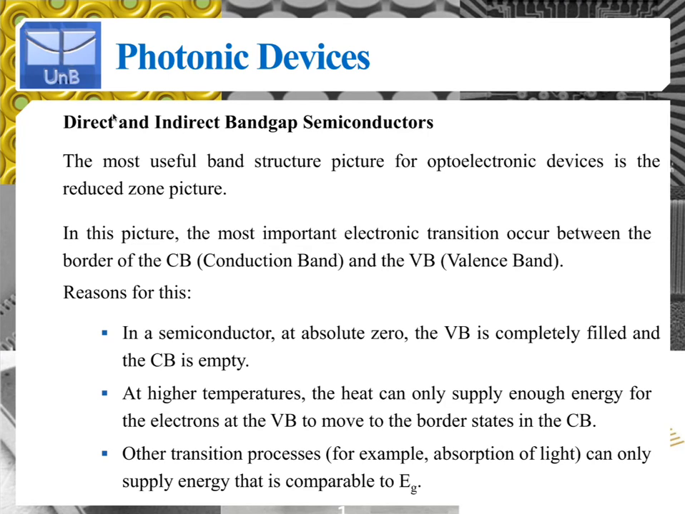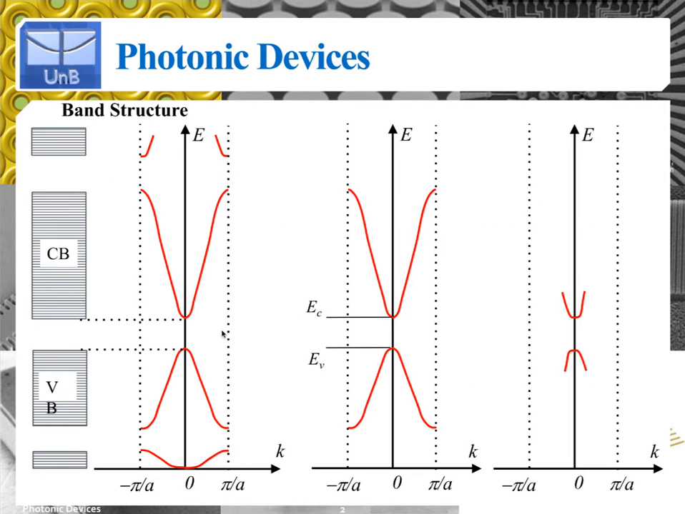So before we start talking about direct and indirect bandgap semiconductors, let's recall that at the end of the last lecture, we saw that there were basically three band structure pictures that could be useful: the extended zone picture, the periodic zone picture, and the reduced zone picture. And the most useful one, which is the one that we're going to be using on this course, for optoelectronic devices, is the reduced zone picture. So, which is this one right here.